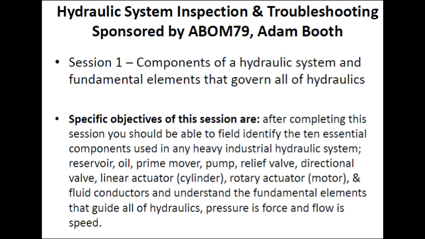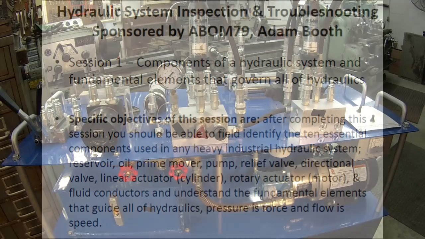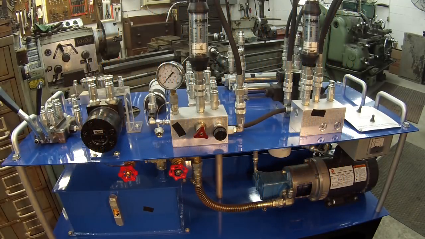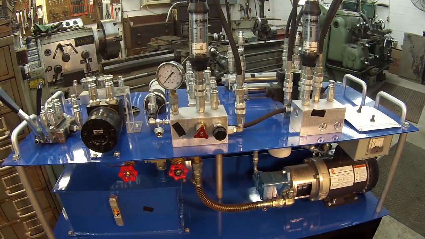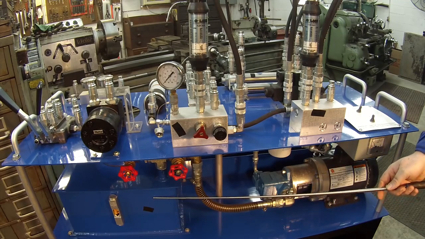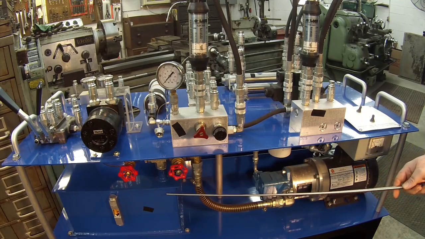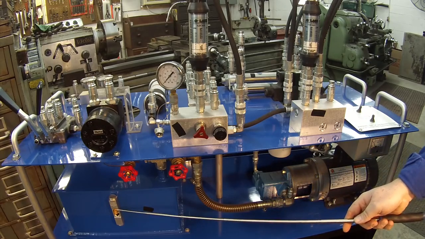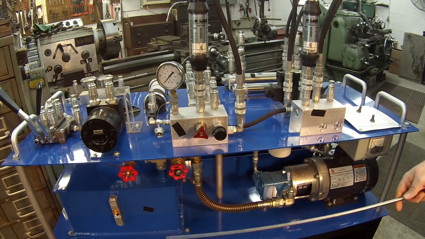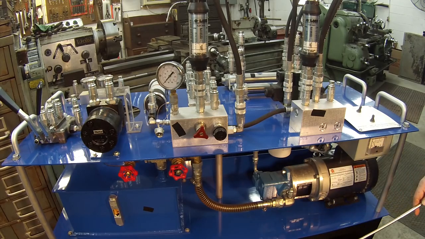So if you walk away with understanding that pressure is force and flow is speed, you'll understand a lot more than most folks do when they're out there trying to troubleshoot hydraulic problems. All right, what we're going to do now is talk a little bit about different components in a standard industrial hydraulic system. So the first one you have is a reservoir right here. And the second thing you have is the oil inside the reservoir, and you'll know how important that is by the time we get finished with all these sessions.